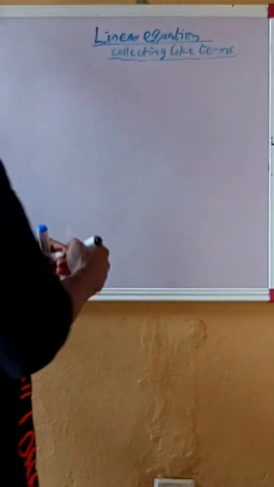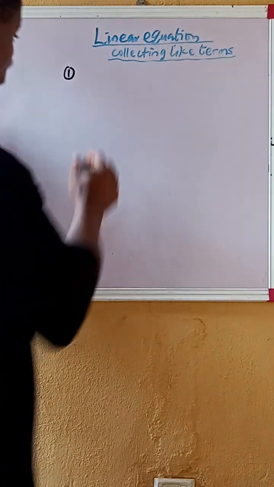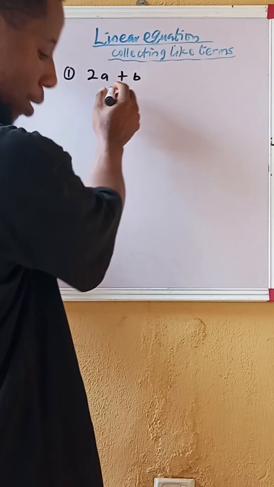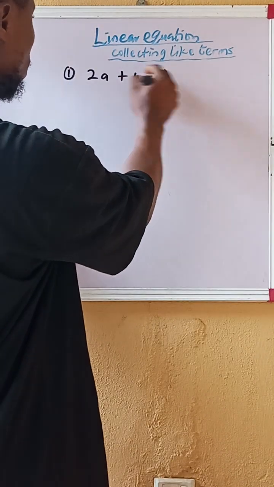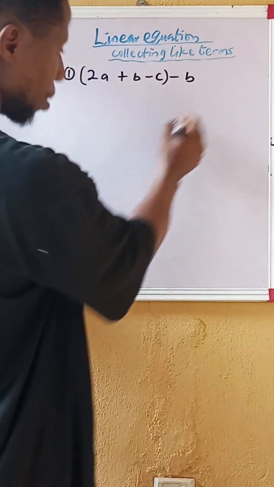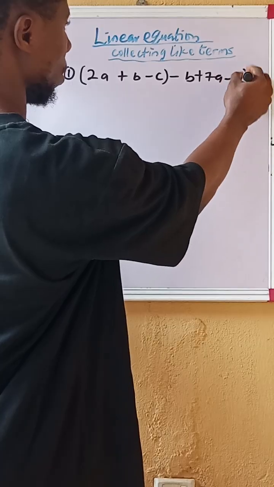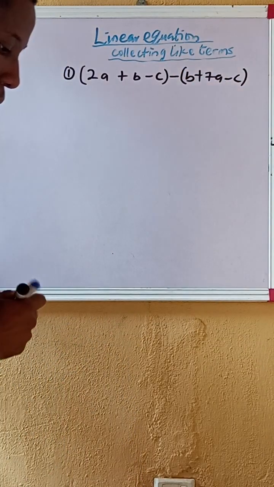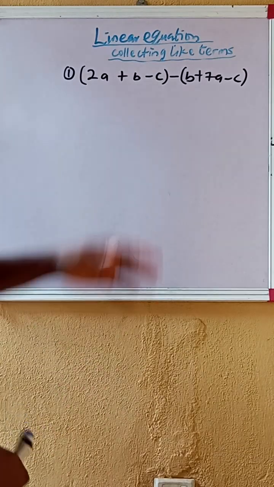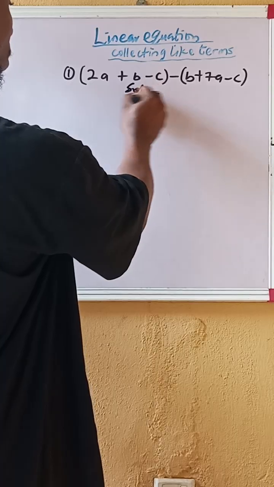So for example, when you have a question like 2a plus b minus c, then minus the bracket b plus 7a minus c. Okay, guys, so when you have a question like this, how do you do it? We collect like terms, all right? So if we collect like terms, solution.